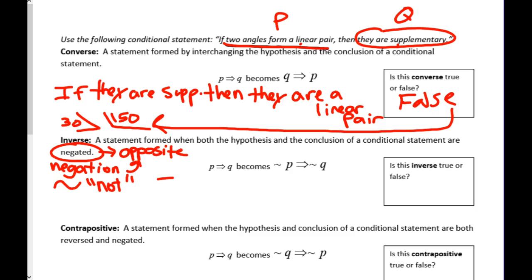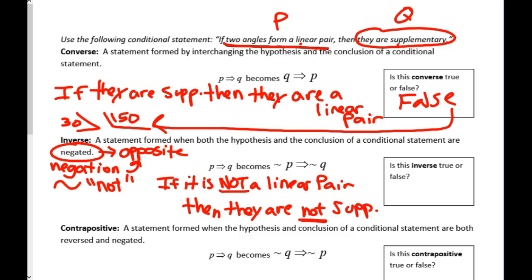So I'm going to start writing it maybe a little differently. If it is not a linear pair, then what's the opposite of they are supplementary? They are not supplementary. Guys, for negations, just put not in there somewhere. It'll make it opposite. That's fine. Okay, write it down. If it is not a linear pair, then they are not supplementary.